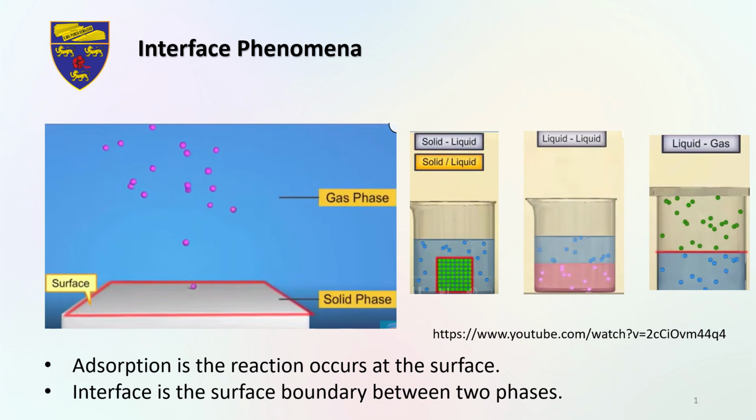Today we are exploring interface phenomena. An interface is essentially the surface boundary that exists between two different phases, such as solid and liquid, or liquid and gas, and also between a liquid and another liquid. In this context, we will focus on adsorption, which is a reaction that occurs specifically at this surface.